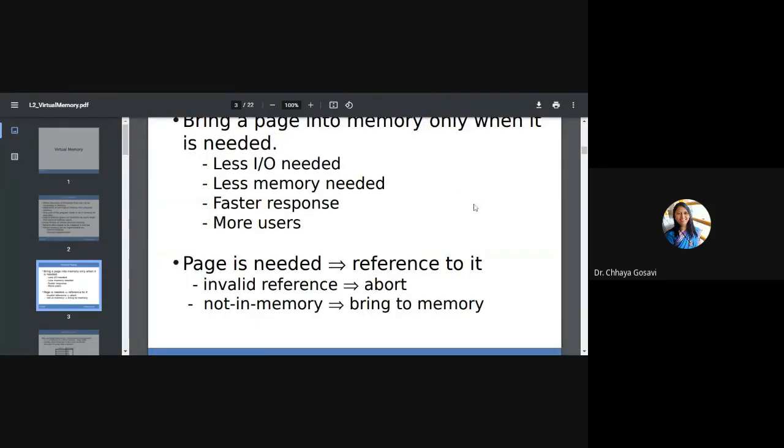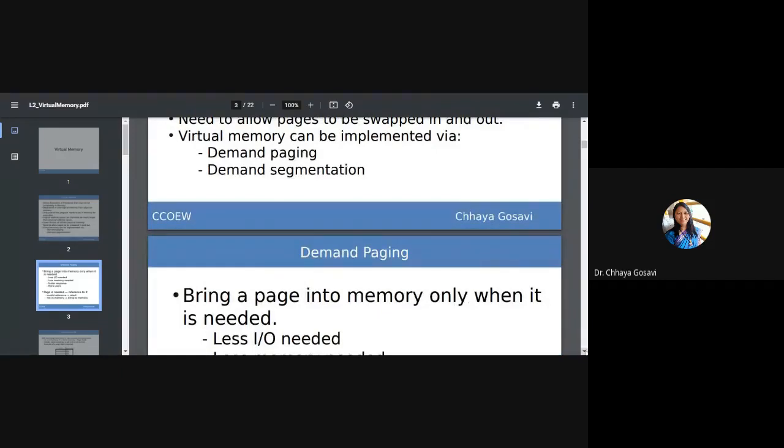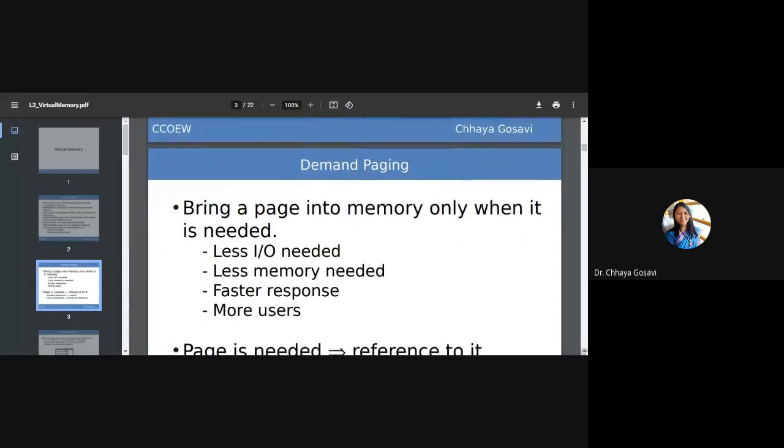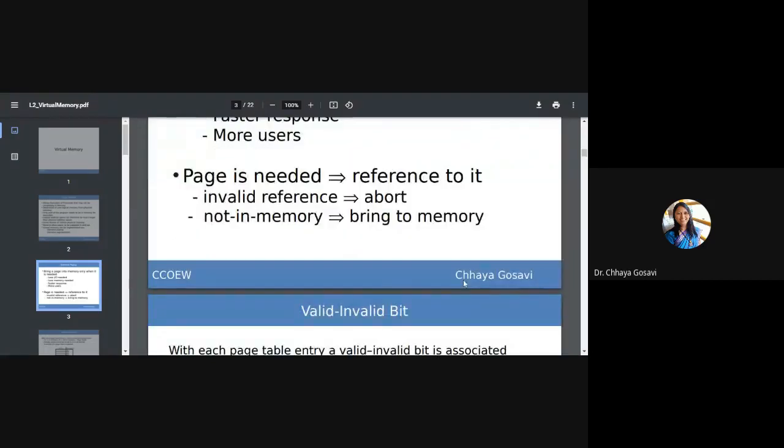In our syllabus, we have seen demand paging. Depending upon the demand of every page, that page is checked whether it is available. If not, then it is brought into main memory. So with this, we bring a page into memory only when it is needed. With demand paging, it needs fewer input output requests, less memory is needed, there is faster response, and we can allow more users or processes to reside in main memory.